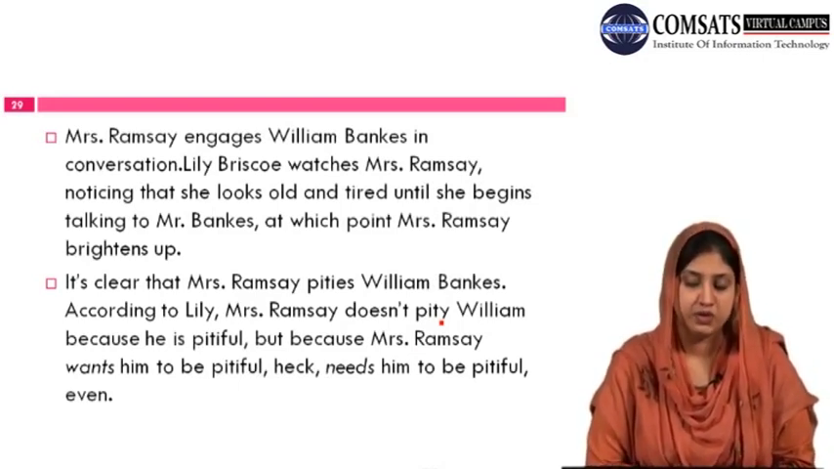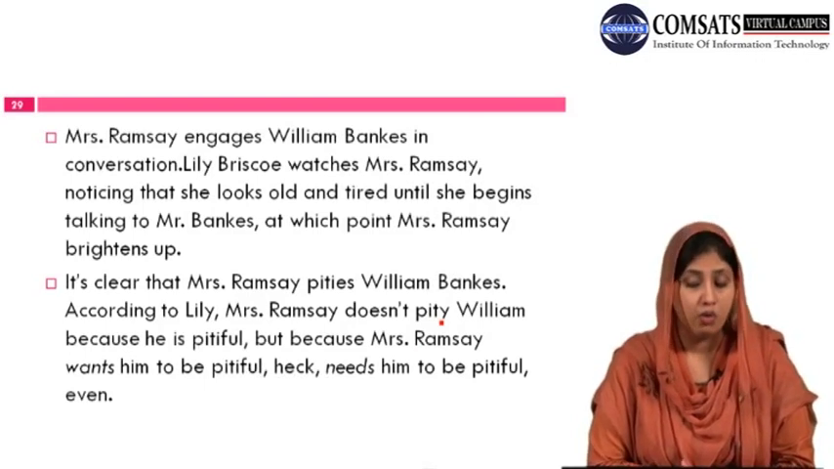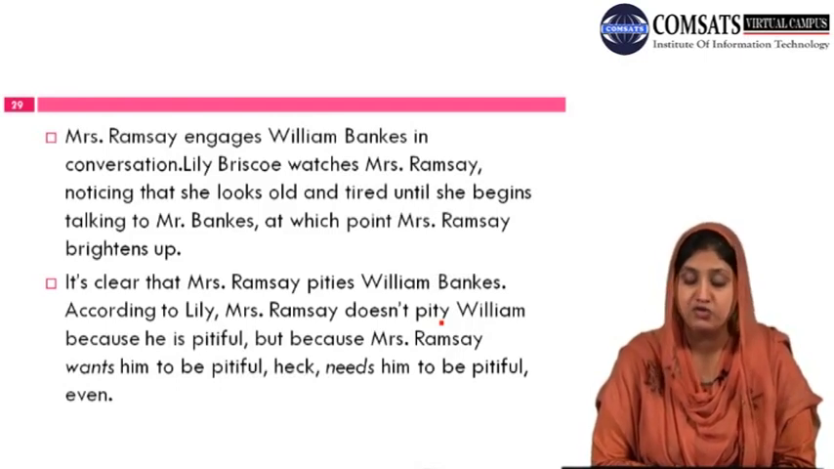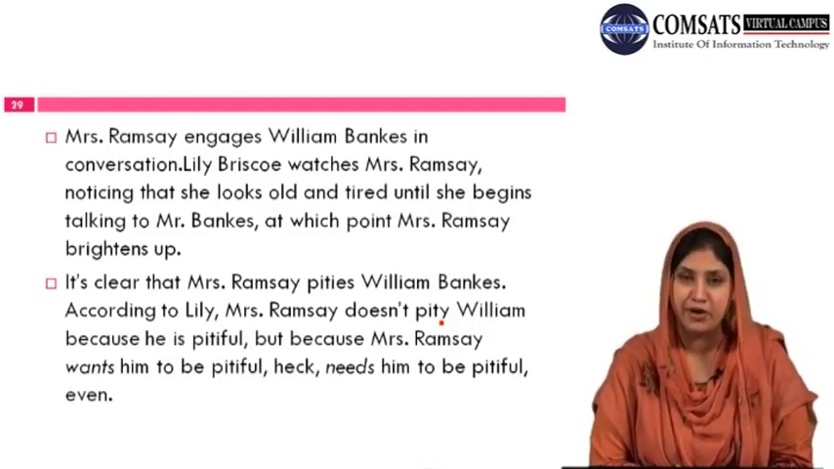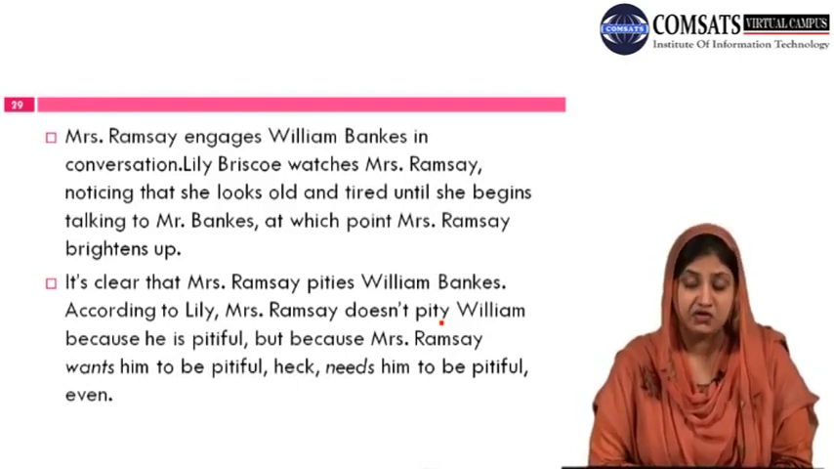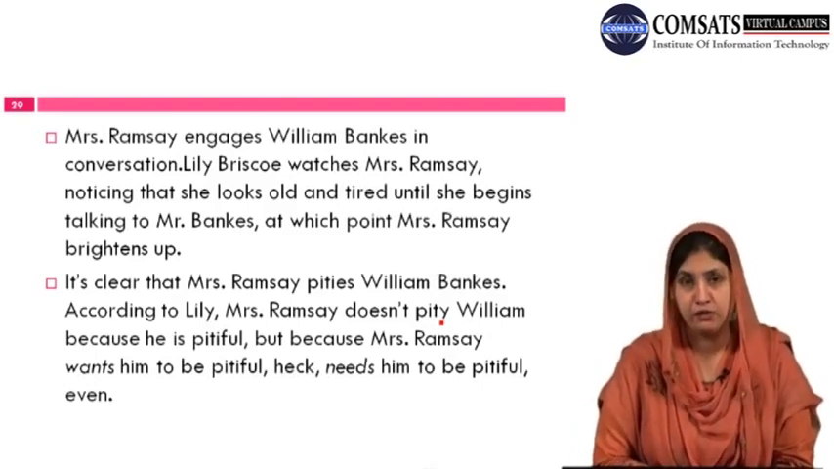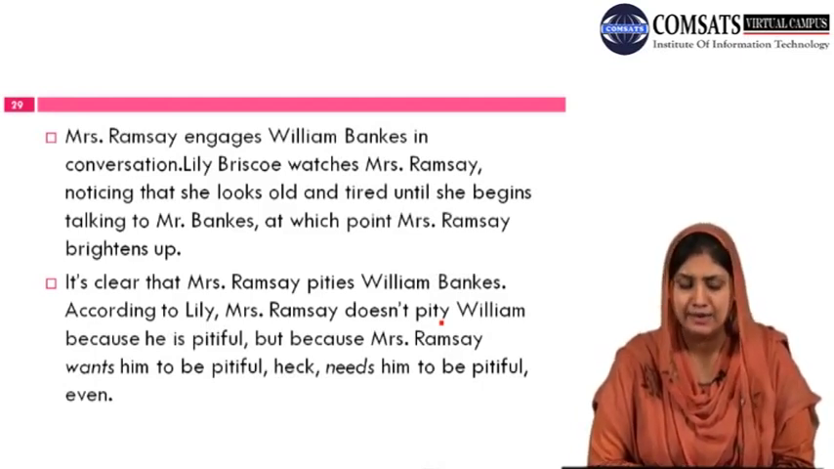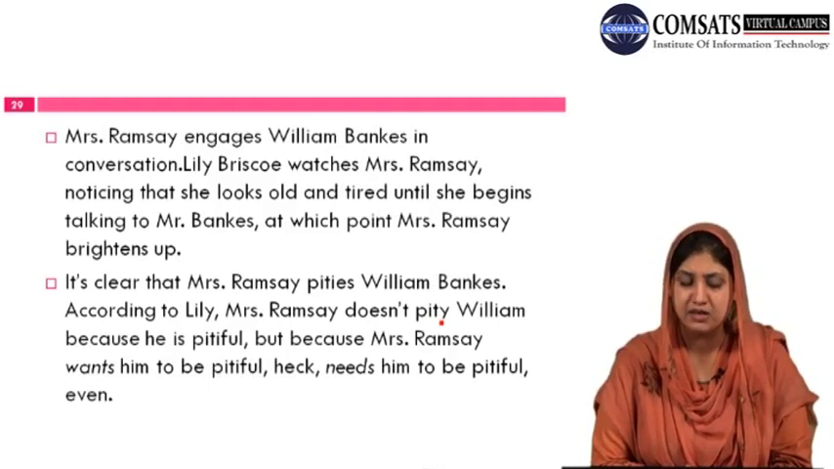Lily Briscoe watches Mrs. Ramsay, noticing that she looks old and tired until she begins talking to Mr. Banks, at which point Mrs. Ramsay brightens up. And this change of behavior and physical change, so clearly highlighted by Virginia Woolf, is again a question mark following the discussion. It's clear that Mrs. Ramsay pities William Banks, according to Lily. Mrs. Ramsay doesn't pity William because he is pitiful, but because Mrs. Ramsay wants him to be pitiful.